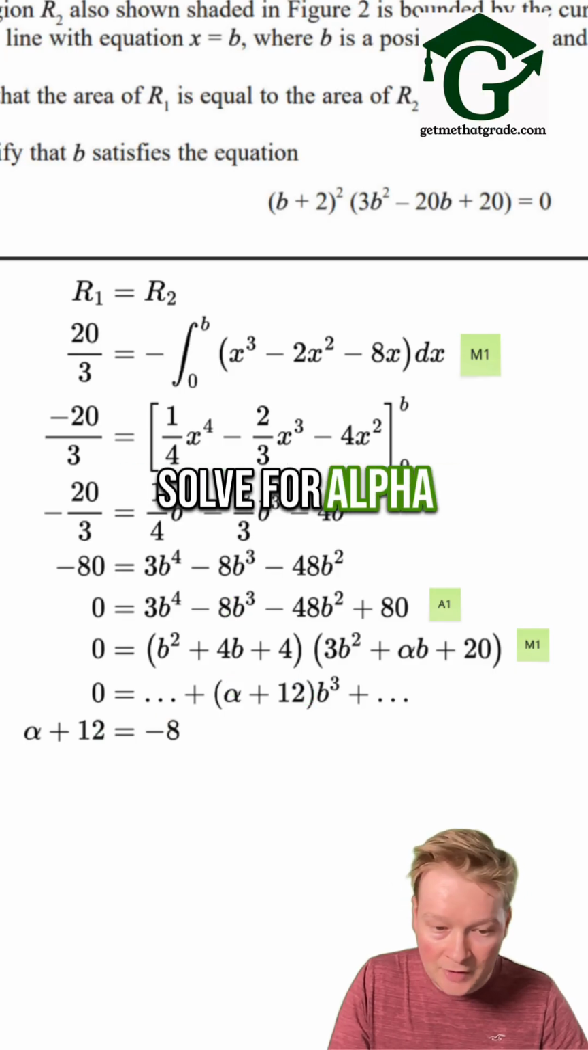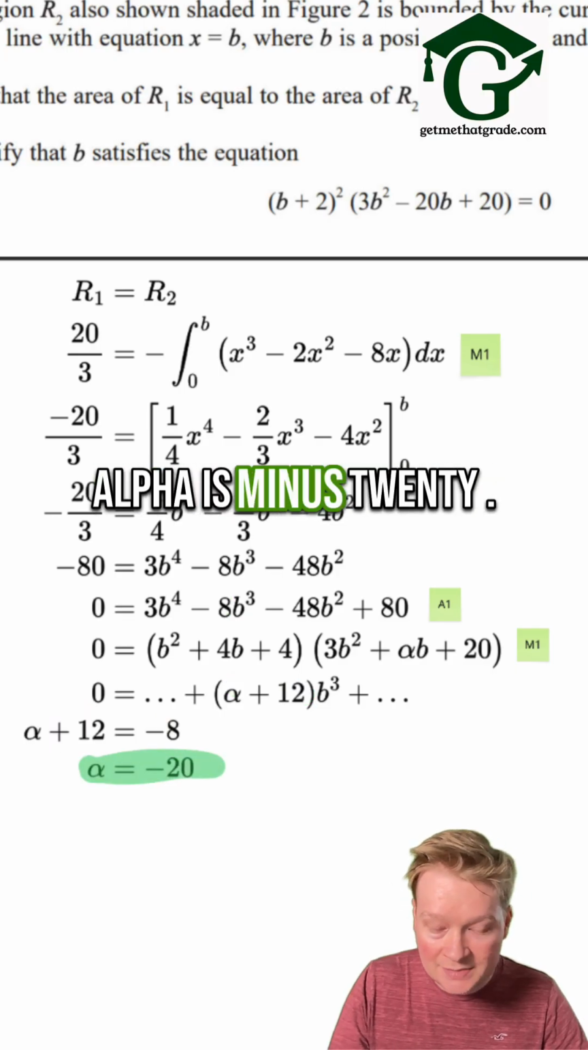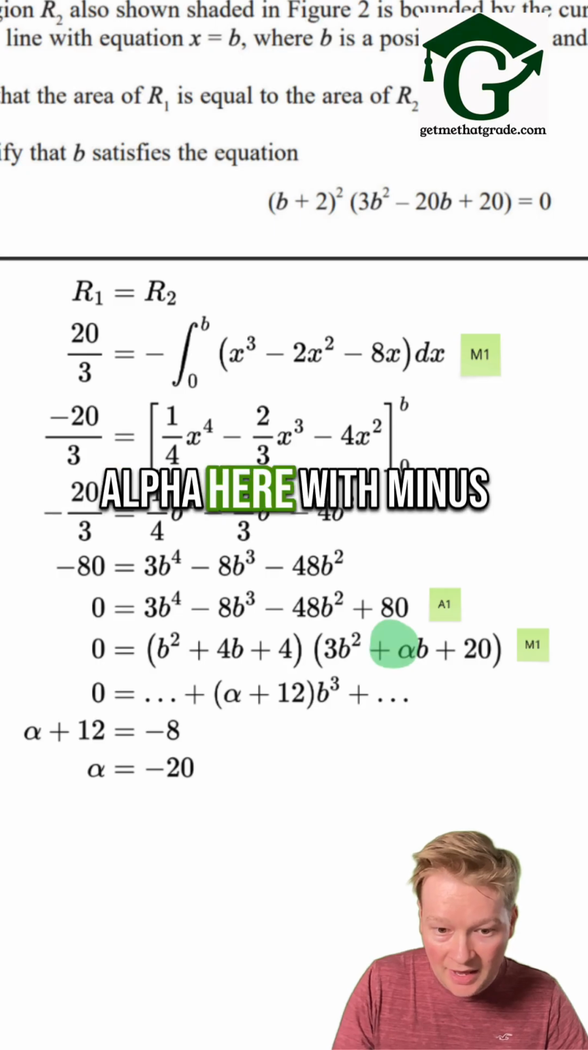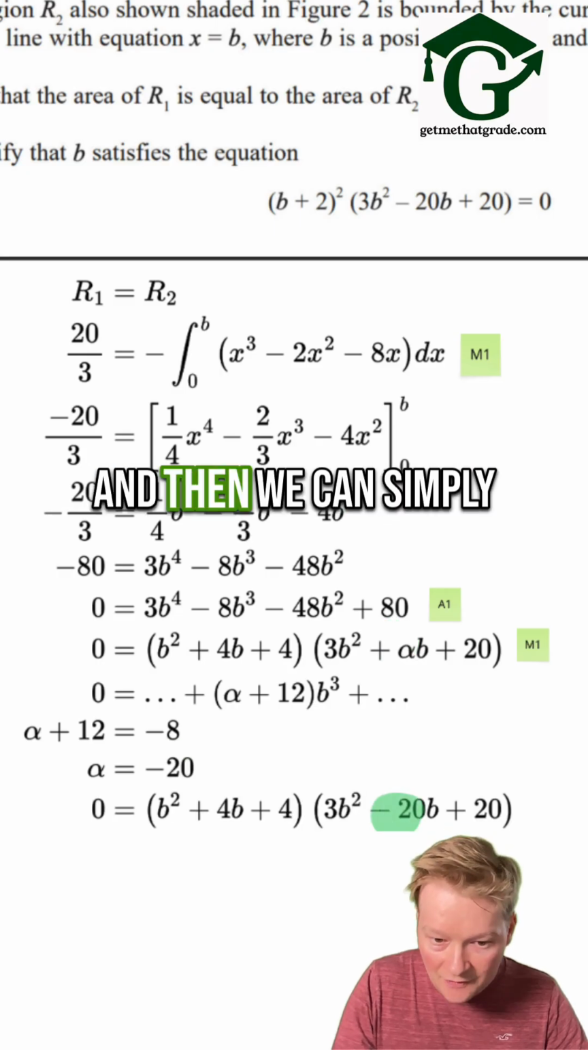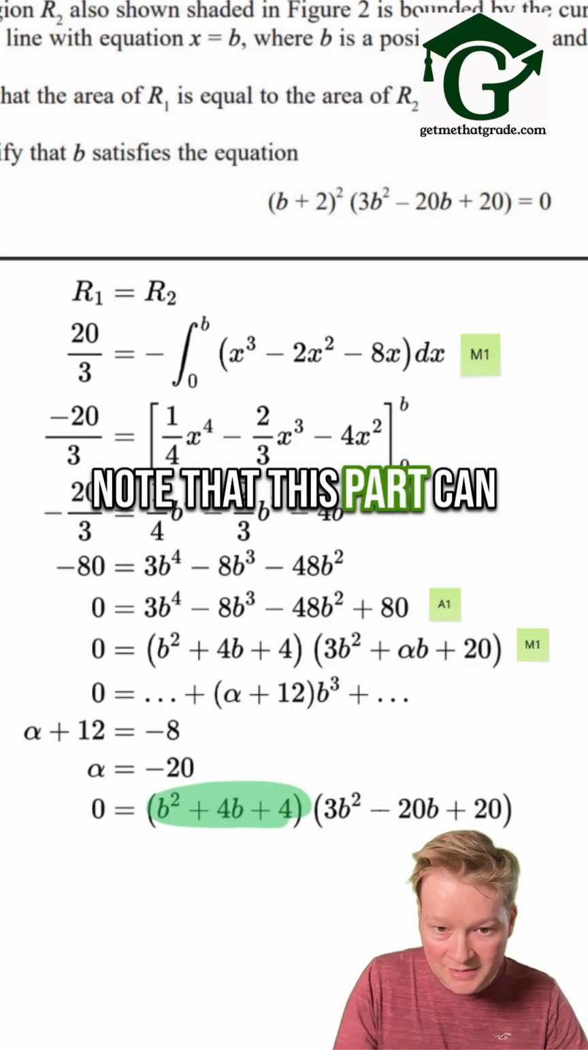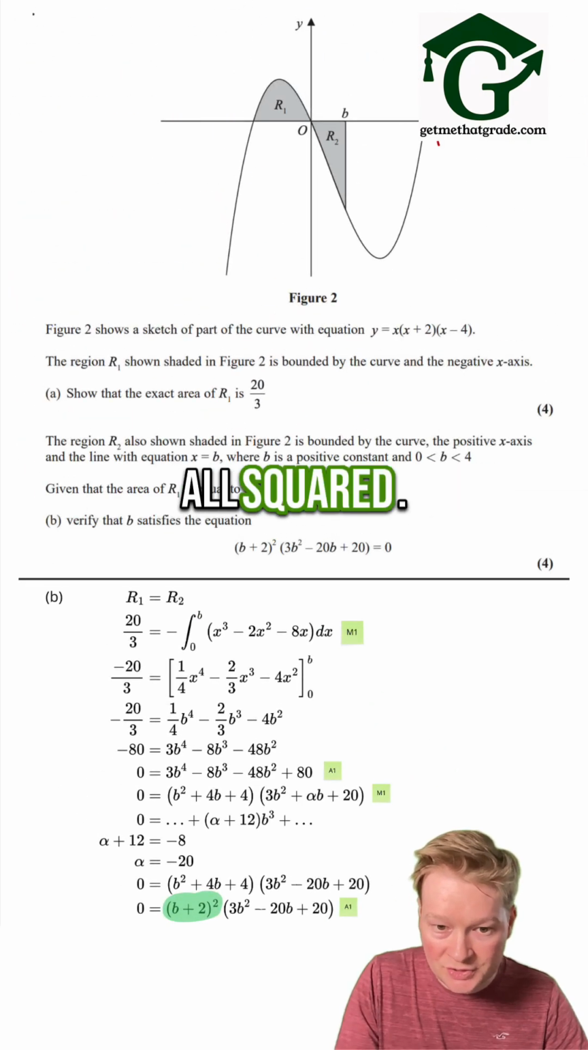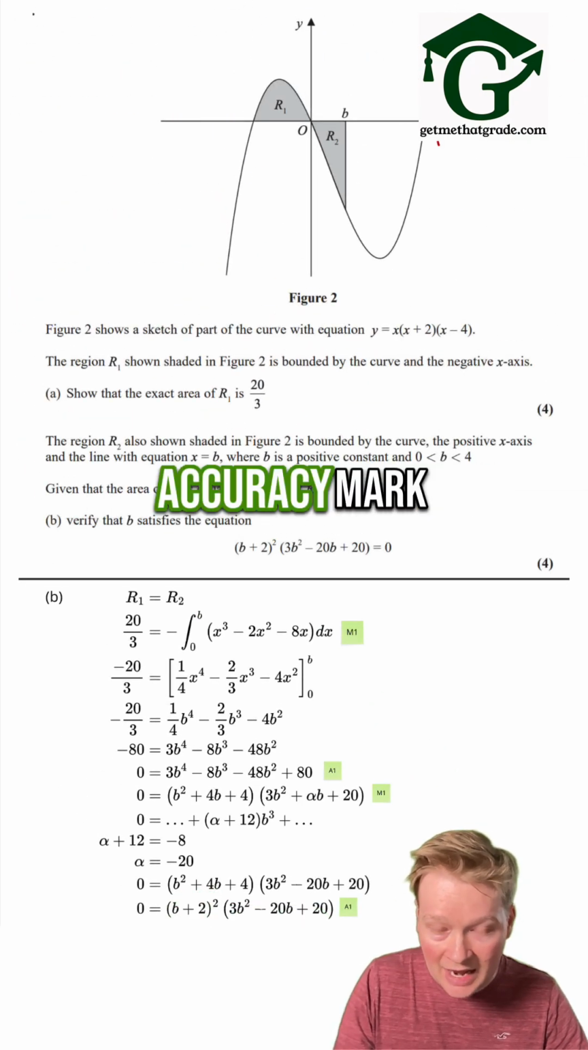Therefore, we can solve for alpha, subtracting 12 from both sides, to get alpha is minus 20. So I can replace the alpha here with minus 20. And then we can simply note that this part can factorize to b plus 2 all squared. And there we have it. We have our final accuracy mark.